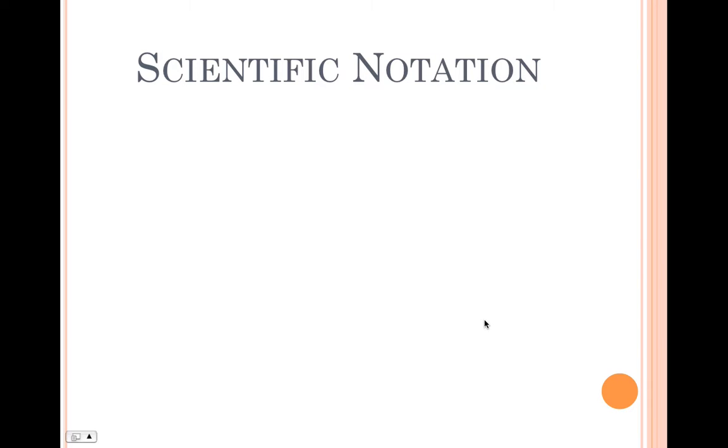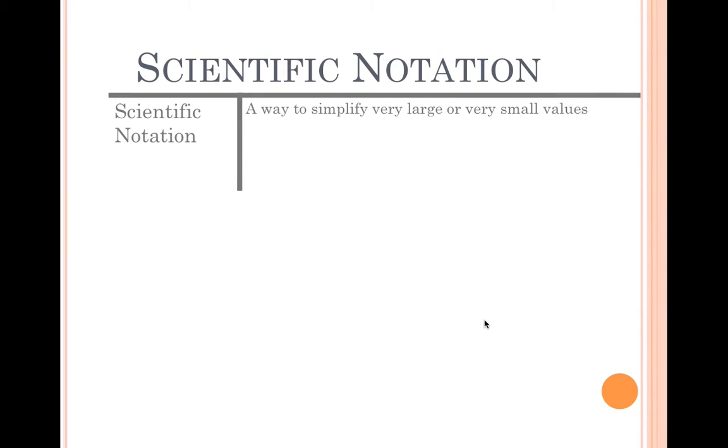Okay, let's go ahead and begin our T-notes for scientific notation. Scientific notation is a way to simplify very large or very small values, which is a really important way to communicate numbers without having to have lots of zeros either in the front or the back of the number.